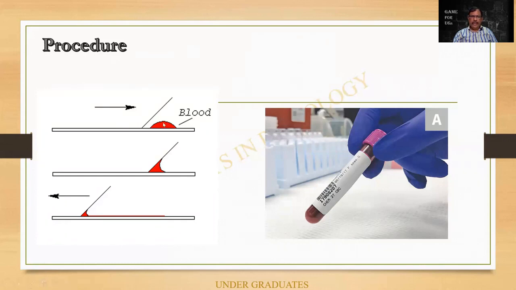A drop of blood is kept on the slide, and this is called a spreader. We pull the spreader backwards so that it touches the drop and it spreads by capillary action. Then it is pulled forward so that a smear is made. An angle of 40 to 45 degrees is usually recommended. If it is less than that, the smear will be too long. If it is more obtuse, then the smear will be thick and short.